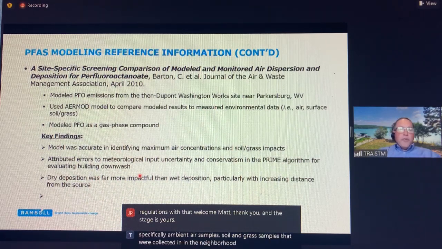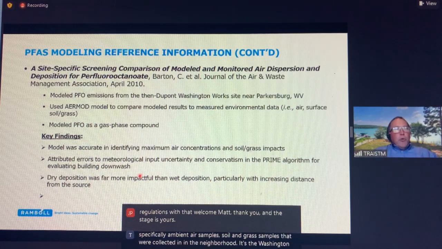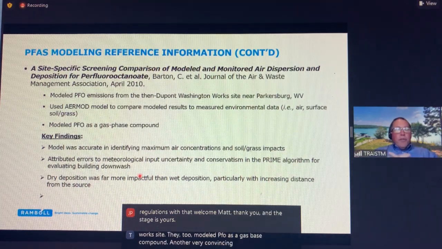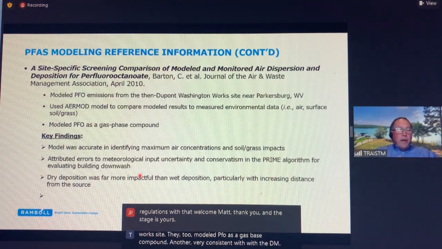It's the Washington Works site. They too modeled PFO as a gas-based compound, very consistent with the D'Ambro and Murphy investigation that I just talked about.